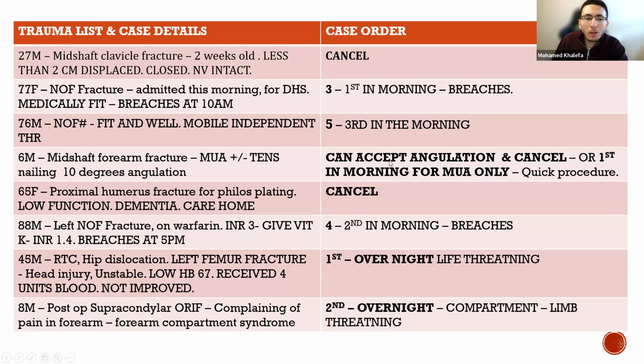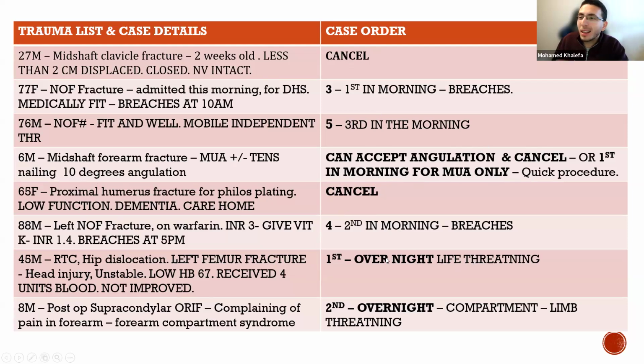So these two cancelled. You've identified the proximal humerus for the dementia patient. Yeah, again, cancelled. So 3 cases to cancel. Maybe cancel 2 and just do the MUA. So now we've taken those cases off the list. You've got the open hip dislocation, again, overnight. Either you deal with it locally or send it to the trauma center.